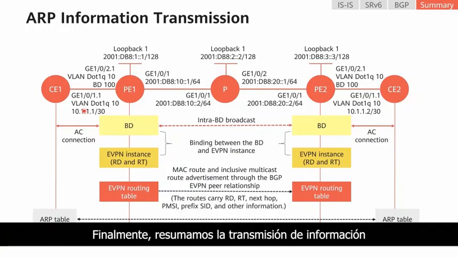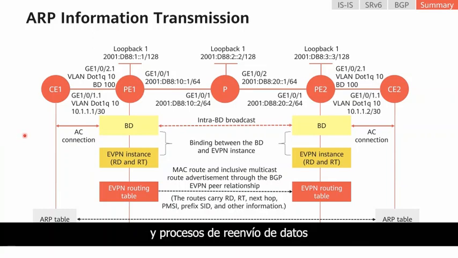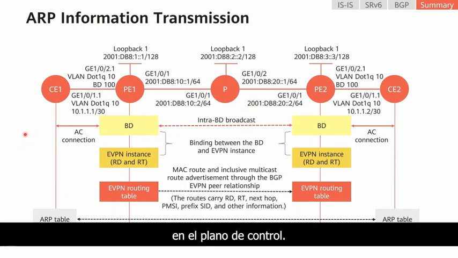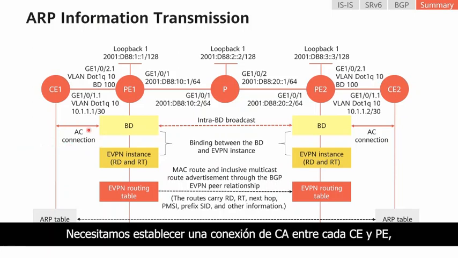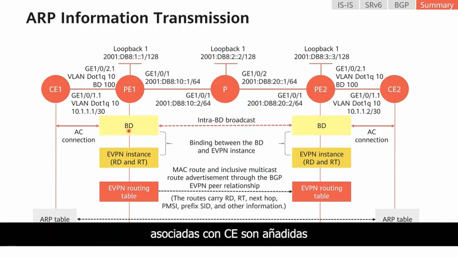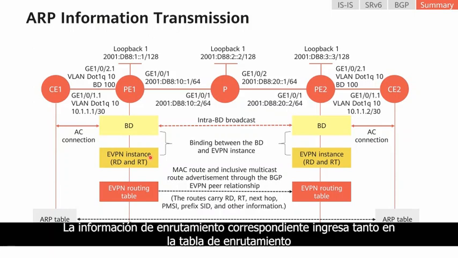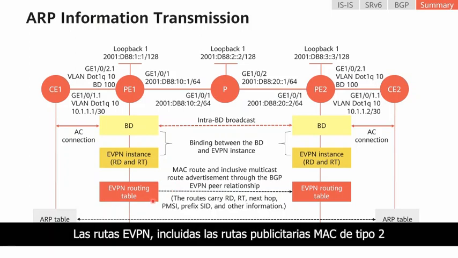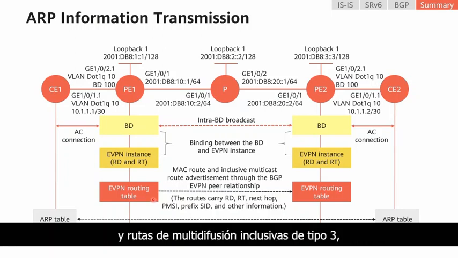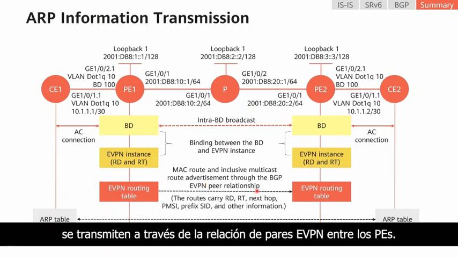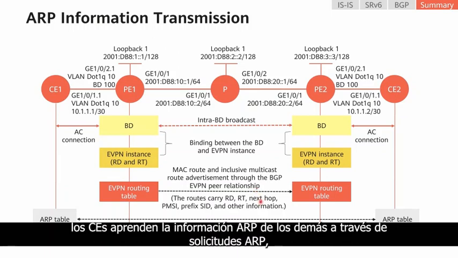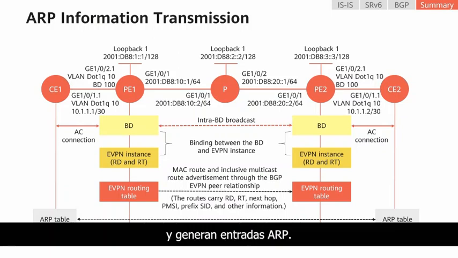Finally, let's summarize the information transmission and data forwarding processes in an EVPN VPLS over SRv6 TE policy scenario. Let's first look at the ARP information transmission process in the control plane. We need to establish an AC connection between each CE and PE, and configure a BD to which multiple subinterfaces associated with the CE are added. The BD needs to be bound to an EVPN instance. The corresponding routing information enters both the routing table of the EVPN instance and the EVPN routing table. EVPN routes, including Type 2 MAC advertisement routes and Type 3 inclusive multicast routes, are transmitted through the EVPN peer relationship between the PEs. After the communication channel on the public network is established, the CEs learn each other's ARP information through ARP requests and generate ARP entries.